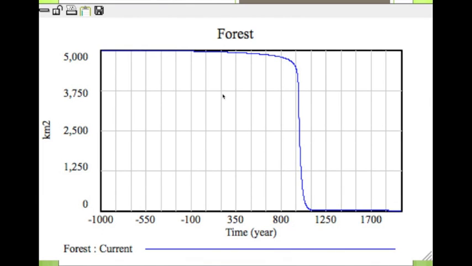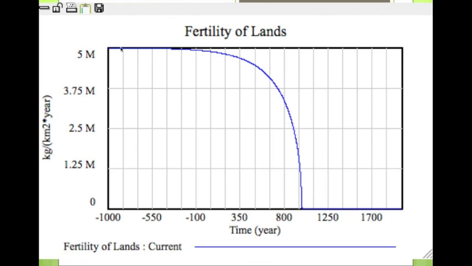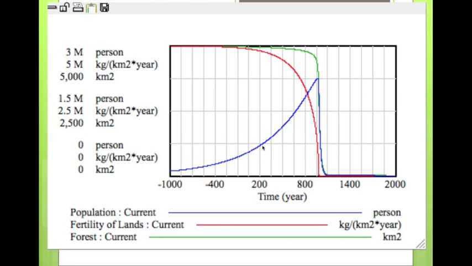But you can also look at the other stocks, the forest, and they followed a similar pattern. In this case, this was about the extent of forest that was available to them at the time, and this is what essentially came of it. And this here, at about the same time, collapsed. And you can see the fertility of the lands, which was another of the variables in the model, collapsing from 5 million kilograms of food per square kilometer of area per year to 0. And here in this plot, you can see the 3 variables plotted, and we discussed last time how this was done. So we're going to be looking at this later on as well.